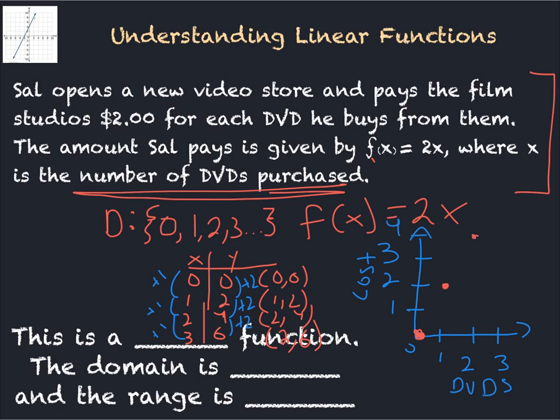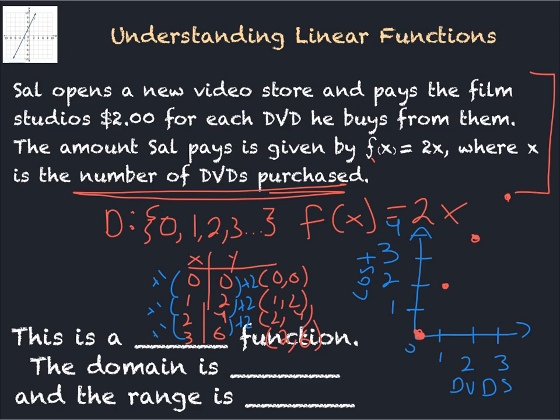2, his cost is going to be $4, and so forth. So now, are we going to connect this with a line? Well, when you connect this with a line, what are you really doing? You're saying that this is continuous, and that the answer could be any of the terms that are part of this line, which would include your decimals and your parts and your fractions. And we know that wouldn't be reasonable. So we can't have parts of DVDs being sold. So we're just going to have to leave it like this.